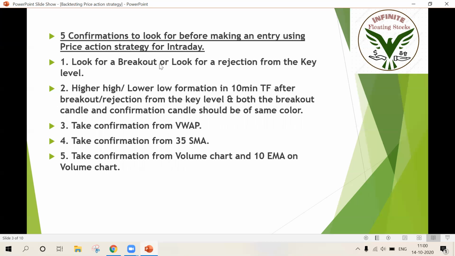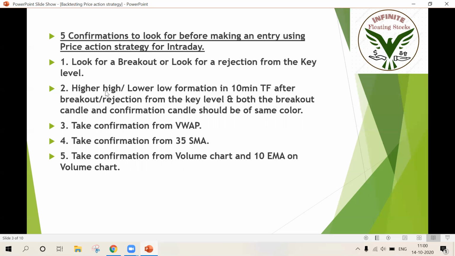You need to look for a breakout or a rejection from the key level. You know what key levels are? Key levels are nothing but good support or good resistance or good trend line or good chart patterns. All these good or strong levels are called key levels. So the first confirmation is a breakout or a rejection from the key level.